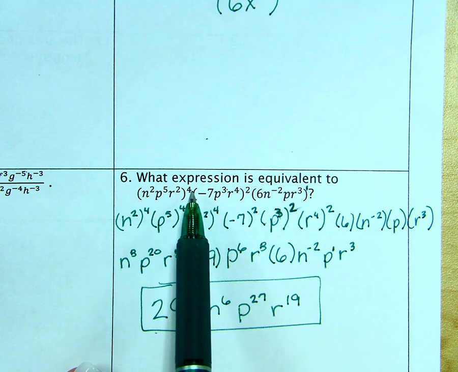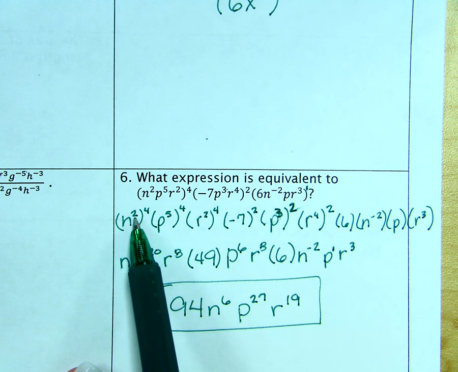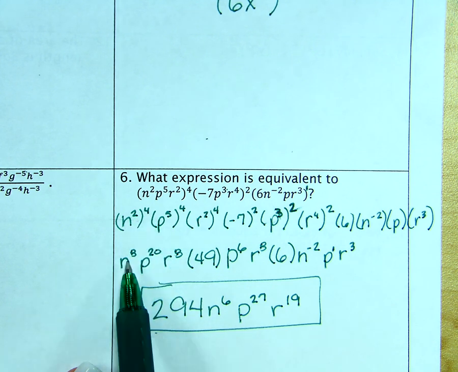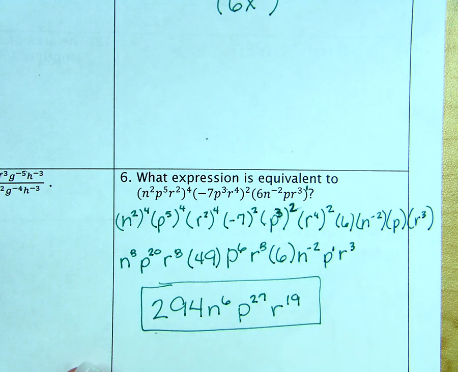Make sure that you take care of a product being raised to a power first. Then if you have power to a power, take care of those. And then if you have like bases, add their exponents and simplify in that direction. So this is part 1 of our Unit 7 review.